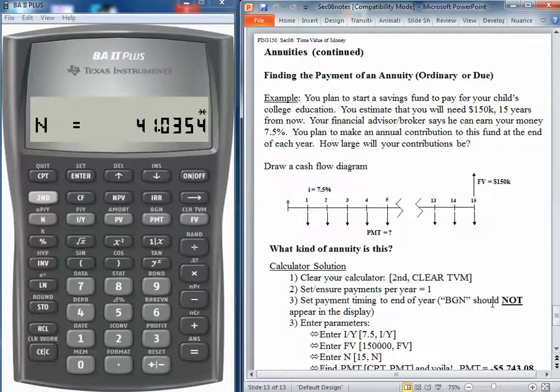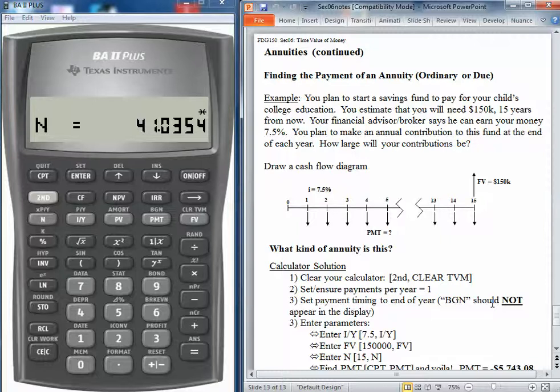So let's say you plan to start a savings fund to pay for your child's college education. You estimate that you'll need $150,000 15 years from now. Your financial advisor says that he can earn you money at 7.5%. You plan on making annual contributions. How large do those annual contributions need to be?